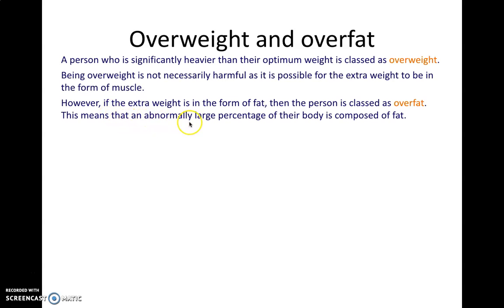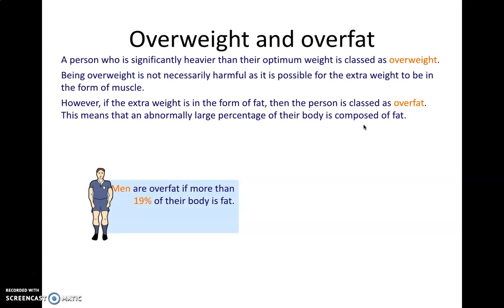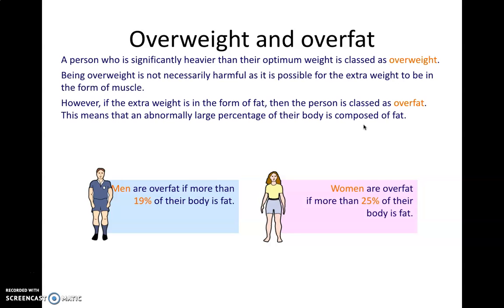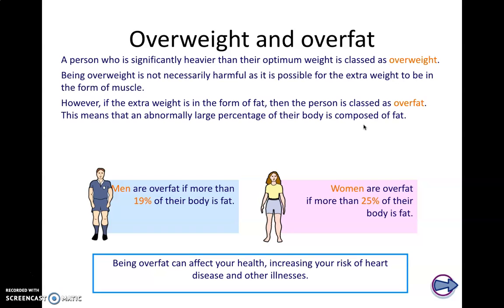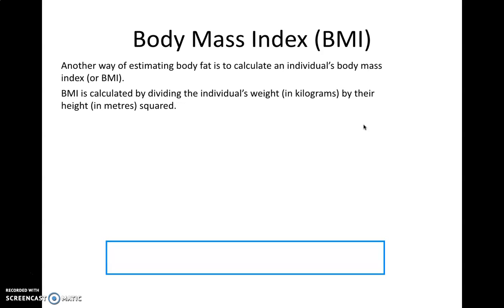They have an abnormally large percentage of their body being composed of fat. So men are over fat if more than 19% of their body is fat, and women are classed as over fat if more than 25% of their body is fat. Being over fat can affect your health, increase your risk of heart disease and other illnesses.